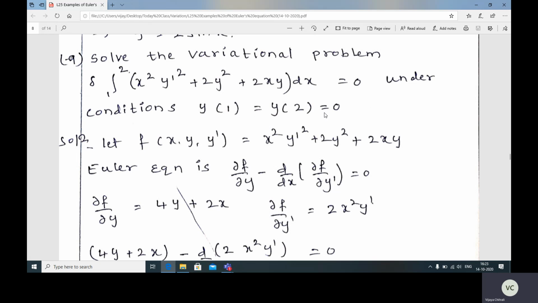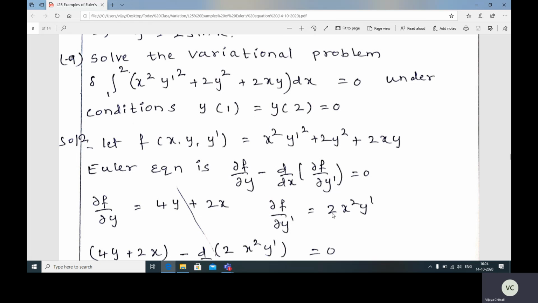So Euler's equation is ∂f/∂y minus d/dx of ∂f/∂y'. We need to find here ∂f/∂y and ∂f/∂y'. So ∂f/∂y: differentiate partially with respect to y, keeping the other variables as constants. So here x² and y'² are constant, so this is 0, right? Next, differentiation of a constant is 0, and 2y² with respect to y is 4y, and 2xy with respect to y is 2x. So we'll get ∂f/∂y as 4y plus 2x.